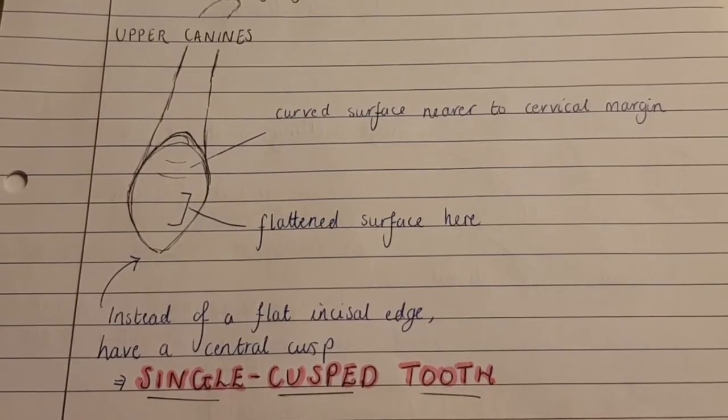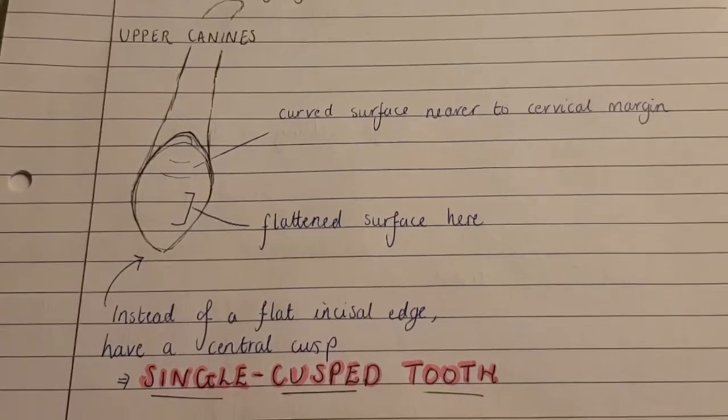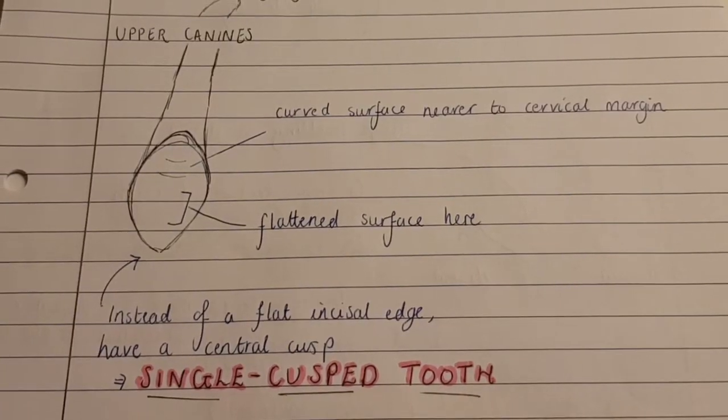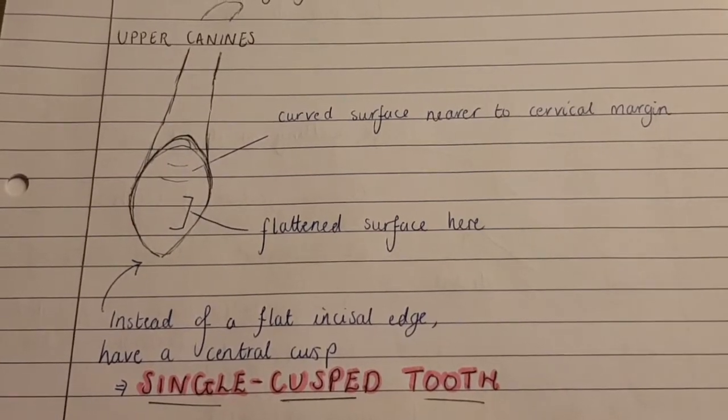Now moving on to the upper canines in particular. If we take a labial perspective of the upper canines, we can see that they have a curved surface nearer the cervical margin, so that's where the crown meets the gum or crown meets the root. Then lower down towards the incisal edge they have a much more flattened surface. And lastly, instead of a flat incisal edge, they have a central cusp, and hence are known as a single cusped tooth. There are further details about the labial surface, which I'll explain in a moment, but first allow me to read out my notes here.